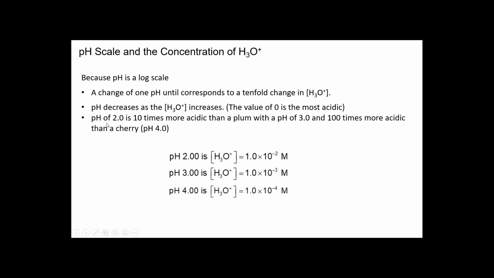So let's take a look. A pH of 2.0 is 10 times more acidic than 3.0 and 100 times more acidic than a cherry that's at pH 4. So there's a huge increase as the pH changes between each other. It's not little, it's a drastic increase or decrease, depending on which way you're going.